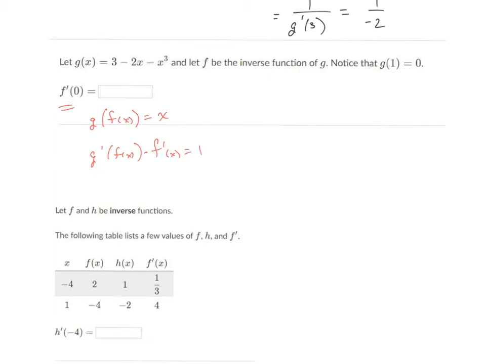We took a derivative, and now we can solve for f prime. I'm going to write that up here. f prime of x equals 1 over g prime of f of x. Well, we want to find f prime of 0. That's what's being requested over there on the left. So f prime of 0 is going to equal 1 over g prime of f of 0. Now, I'm not worrying about this g prime at all.